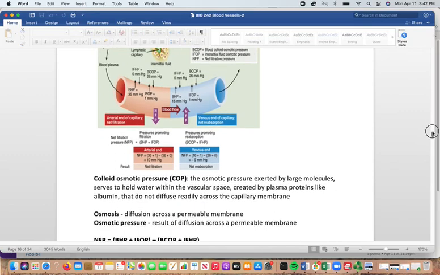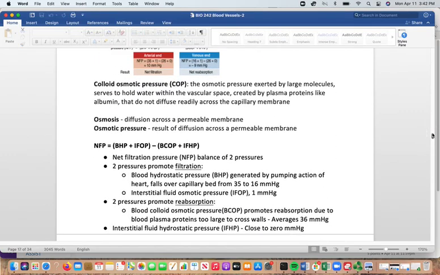So the colloidal osmotic pressure is going to be the osmotic pressure that's exerted by large molecules. These large molecules are going to help hold water within the vascular space. So this will be created by plasma proteins like albumin, is going to be one of the main ones that do this. So they don't readily cross the capillary membrane. Osmosis is diffusion across the permeable membrane, and osmotic pressure is the result of that diffusion across the permeable membrane.